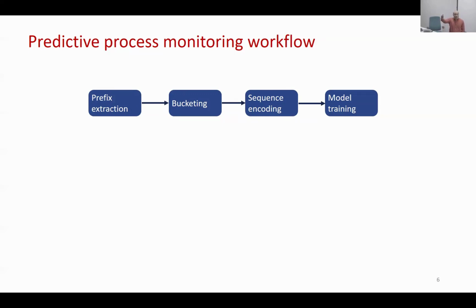So you take your event log, and the event log consists of, let's say, 1,000 traces, and I start taking prefixes of these traces. Say, from the first trace, I take the first 3 events. From the second trace, I take the first 4 events, etc. So from every trace, I might extract one or multiple prefixes. Therefore, I construct a bunch of prefixes.